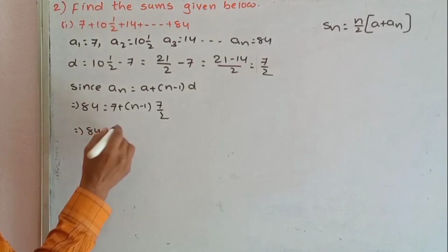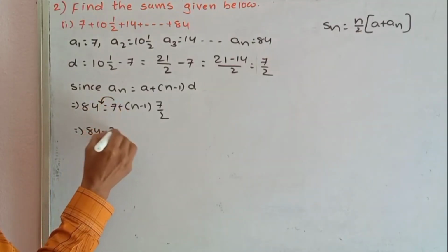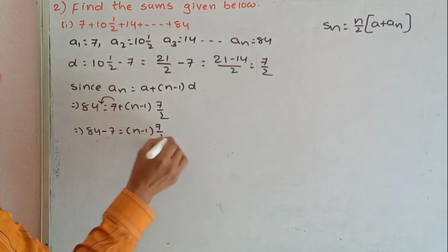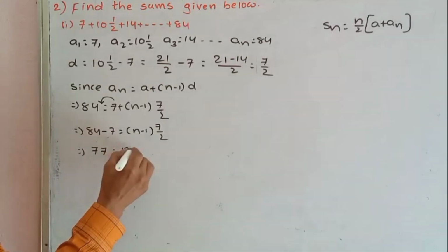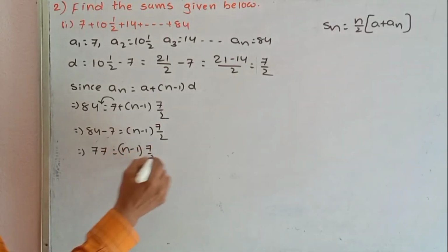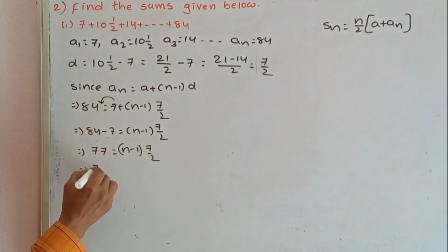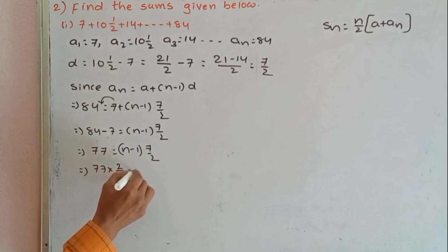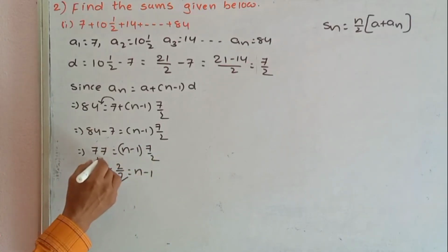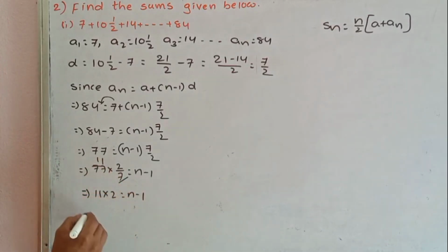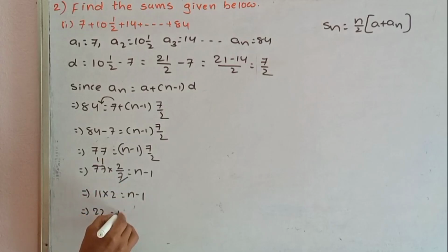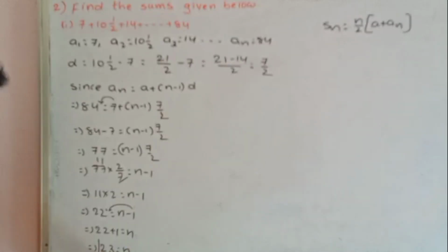84 plus, okay, 7 transposed: 84 minus 7 equals n minus 1 into 7 by 2. 84 minus 7 is 77 equals n minus 1 into 7 by 2. Okay, 7 by 2 transposed is 77 into 2 by 7 equals n minus 1. 7 how many times? 11 times. 11 into 2 equals n minus 1. So 11 into 2 is 22 equals n minus 1. Okay, minus 1 transposed outside: 22 plus 1 equals n. So 23 equals n. The value of n is 23.